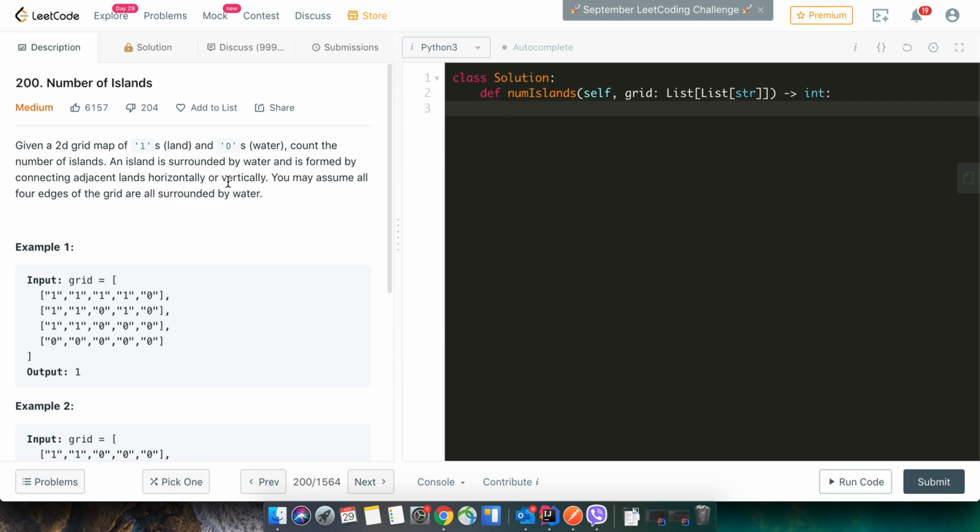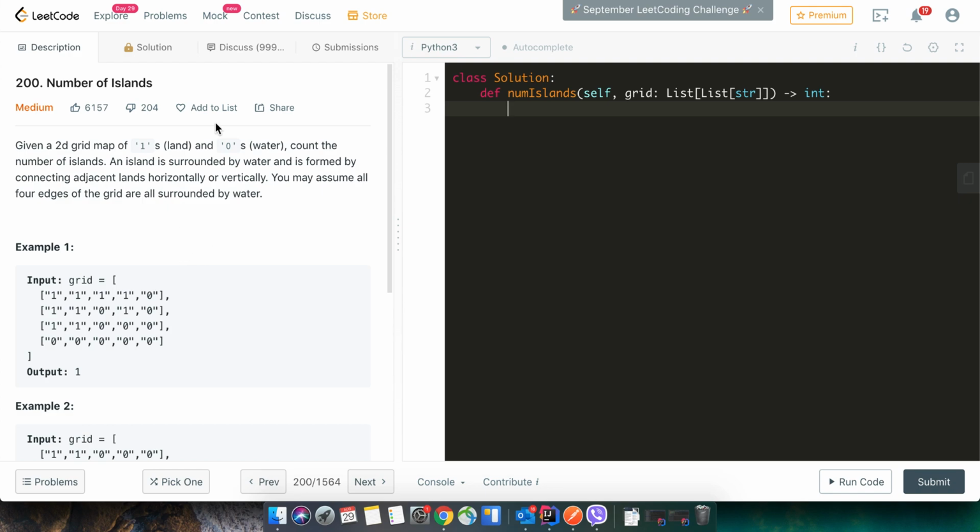So you may assume all the four edges of the grid are surrounded by water. So outside this grid you may assume that it's water. It's pretty much straightforward to understand: ones are the land and zero is the water. So you have to find how many islands, basically how many connected clusters of ones are there.